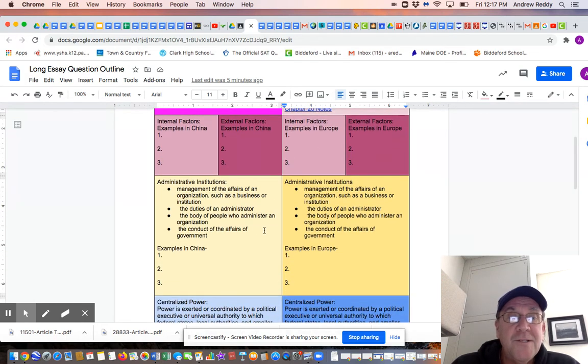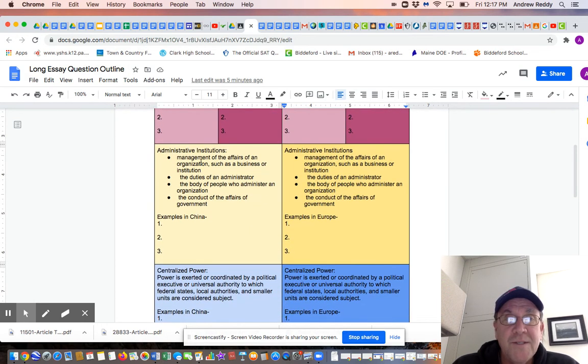As far as administrative institutions, again, remember that part of the language was how do these internal and external factors contribute to or impact administrative institutions and the centralization of power. So when you're thinking about administrative institutions, you're talking about the management of the affairs of an organization. In this particular case, the organization would have been the state itself, whether it was in China or Europe. So thinking about what were the duties of the people that ran the show? Who were the people who administered to the organization? How did they conduct themselves as far as governing? So again, come up with 3 examples of both in China and in Europe.